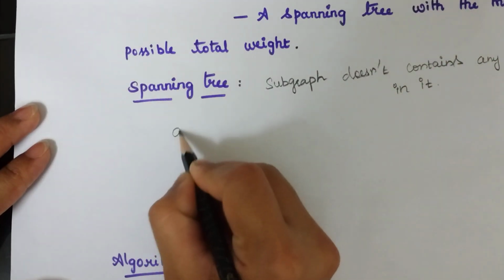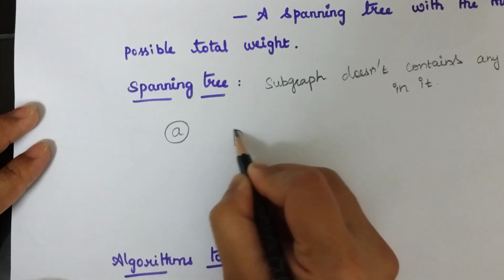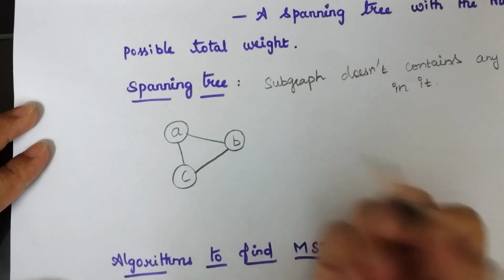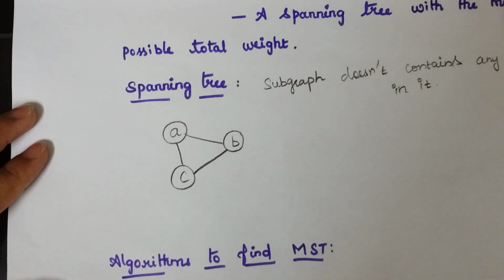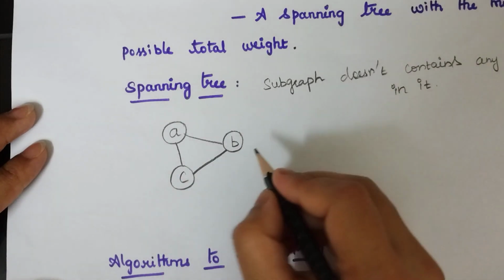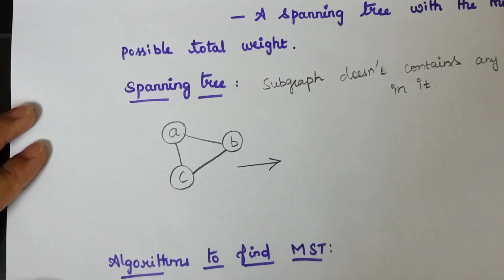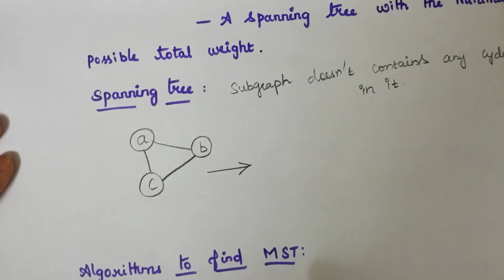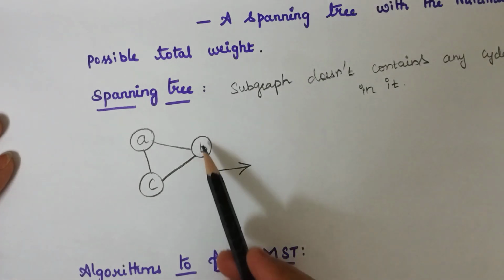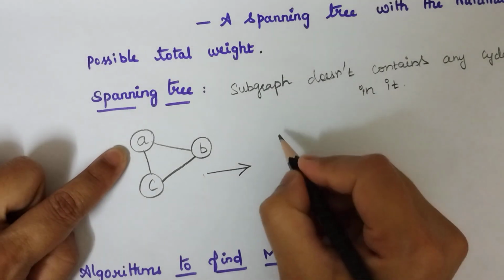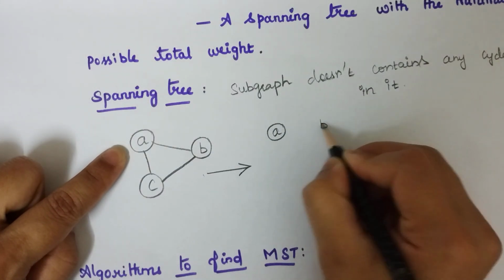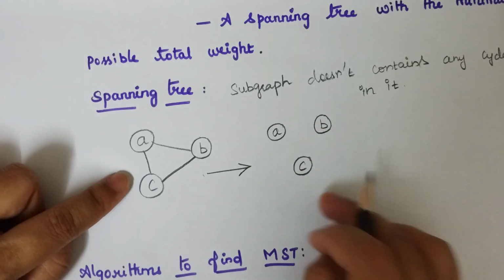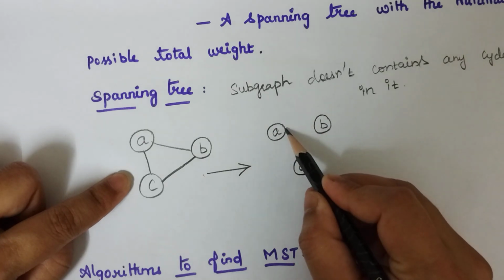Here I have taken an example of a graph that contains three vertices, A, B and C. Now I need to construct a spanning tree for this given graph, which means I should construct a subgraph that shouldn't have any cycles in it. What are all the possible spanning trees that can be generated from this graph? Let me take all the vertices. All the vertices should be visited in this graph.